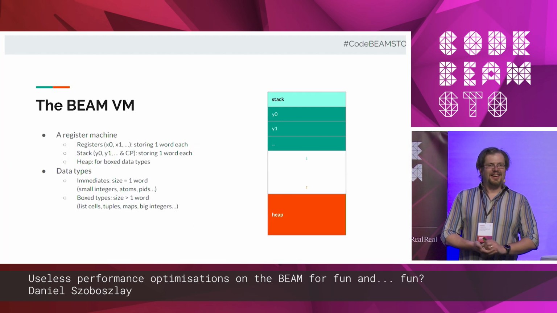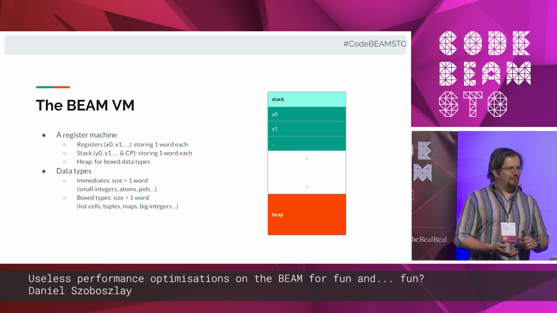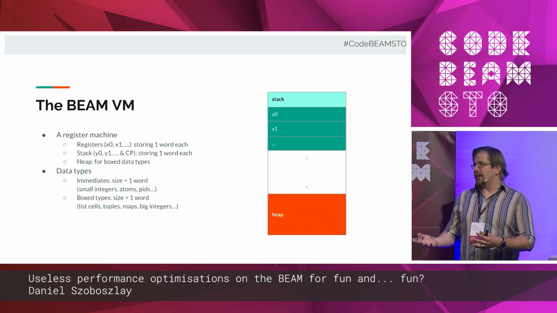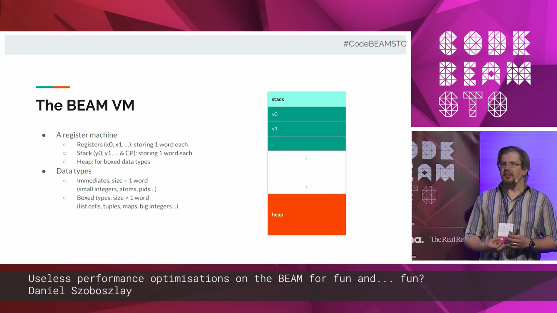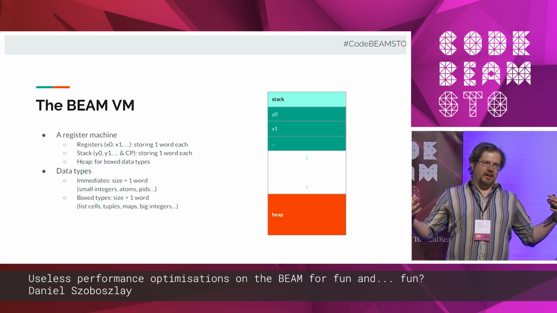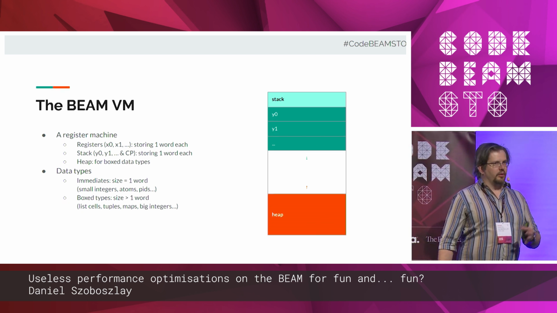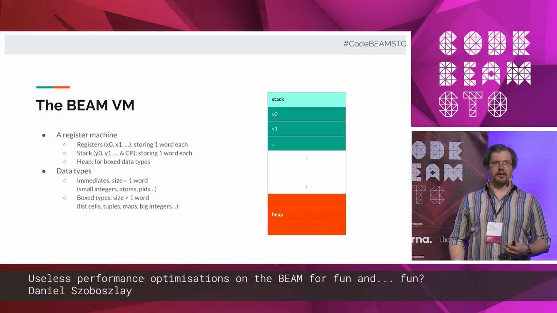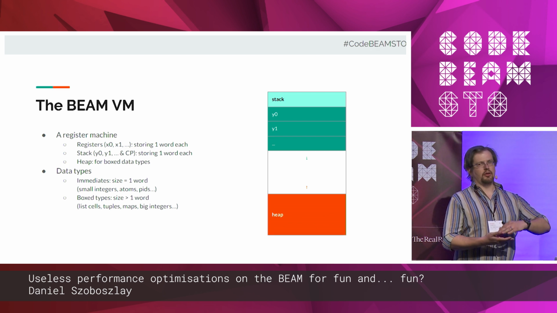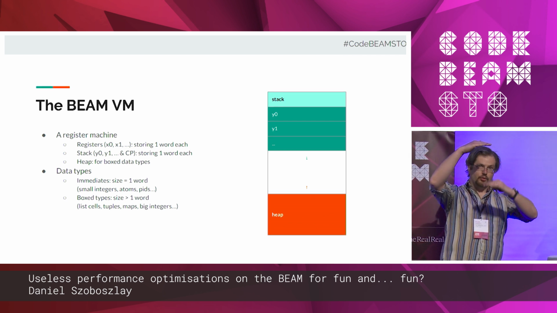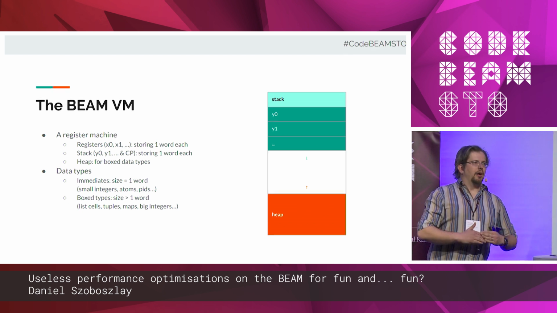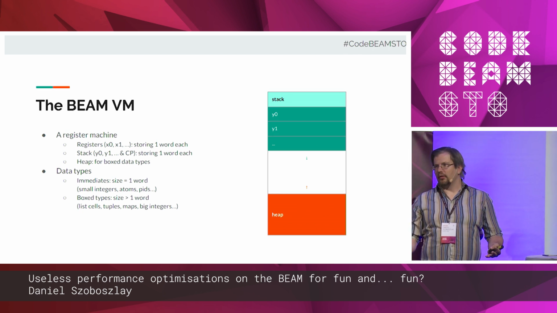So, the BEAM VM. The BEAM is a register machine, which is a bit different from the stack machines that are very common in virtual machines. It means that your process has a large number of registers to store the values it operates on. They're called x0, x1, and so on. It also has a memory area, and in the memory area, it has a heap that grows from the bottom and a stack that grows from the top.